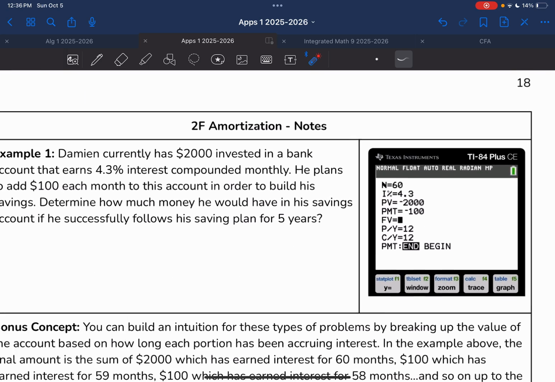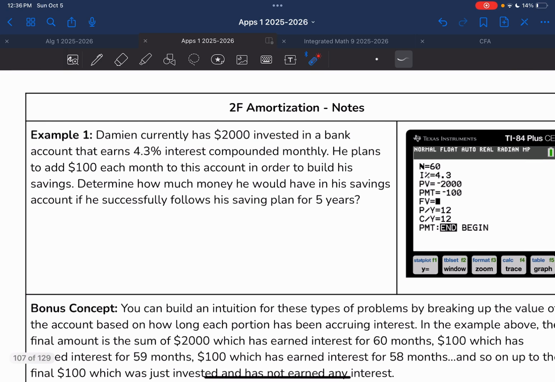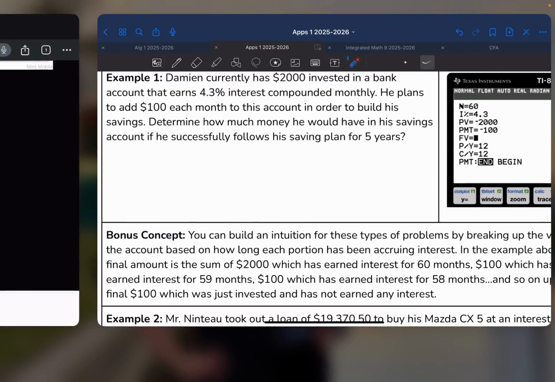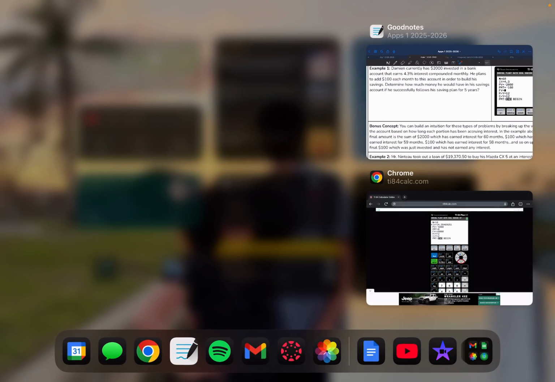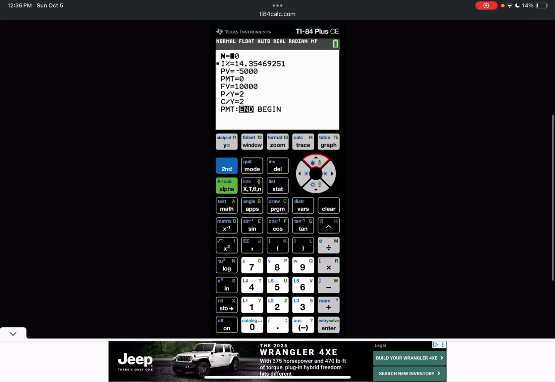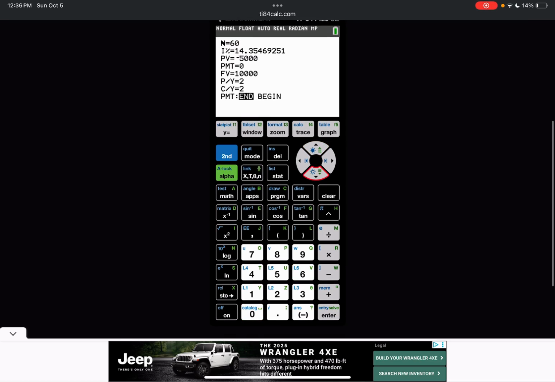So for example, we look at Damien, currently has $2,000 invested in a bank account that earns 4.3% interest compounded monthly. He plans to add $100 each month to this account in order to build his savings. Determine how much money he would have in his savings if he successfully follows his saving plan for 5 years. And so we see the values are already in there, but let's go to the calculator and put them ourselves. And it's monthly compounding over 5 years, so that's 60 compounding periods.